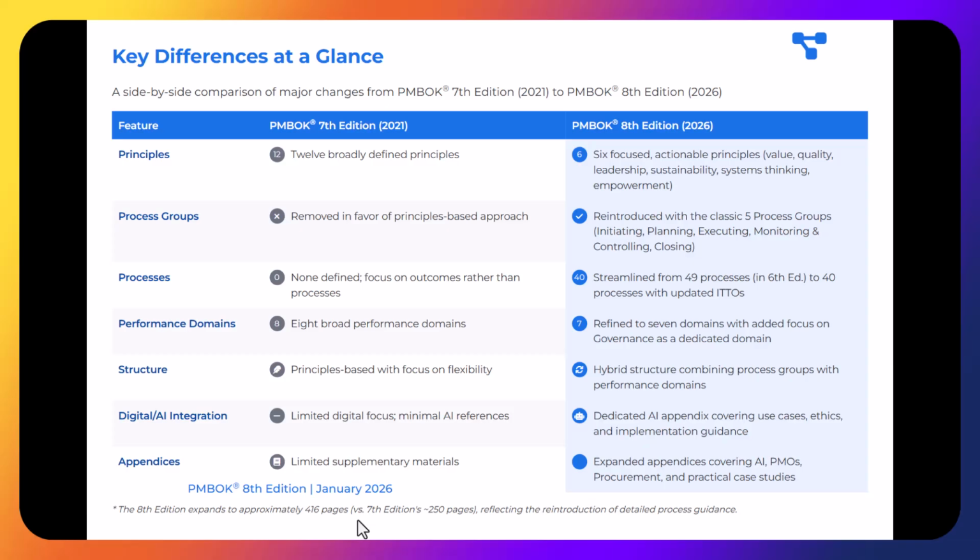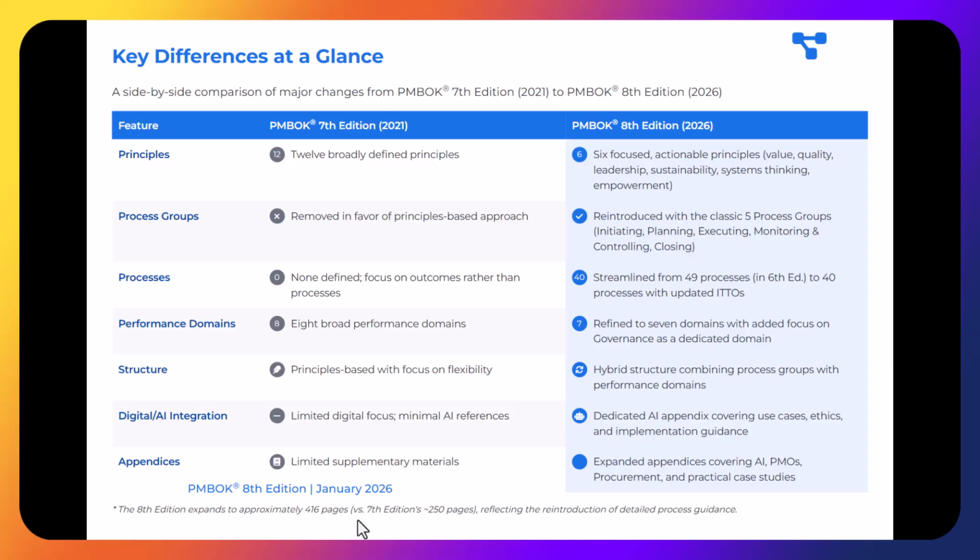The performance domains, there were 8 of them. Now we're going to 7 domains with a key intentional focus on governance as a dedicated domain. The structure itself, the principles based, was a focus on flexibility. This hybrid structure allows us to combine the processes with the principles, so they'll be tied to the performance domains. You'll see that alignment between the process groups and the performance domains as an improved structure.